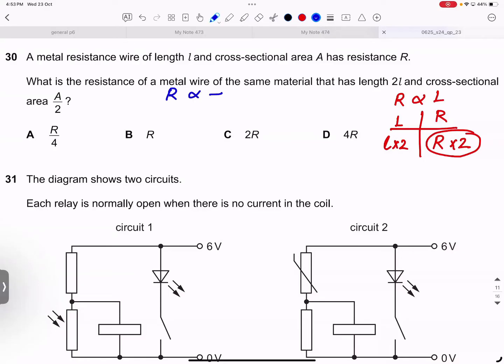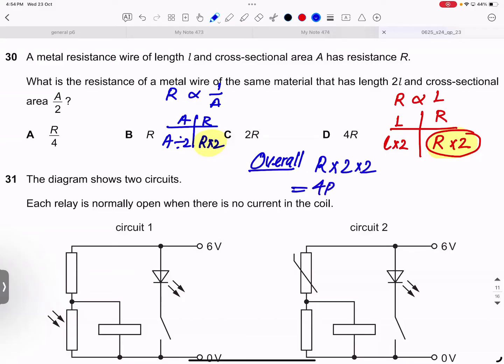Now the cross-section area. Resistance is inversely proportional to area. I will also make a table here, area with resistance. If area is divided by 2, resistance will be multiplied by 2. Due to length, resistance is multiplied by 2. Due to area, resistance is also multiplied by 2. So overall, the resistance will be multiplied by 2 and multiplied by 2. Answer is 4R. Option is D.